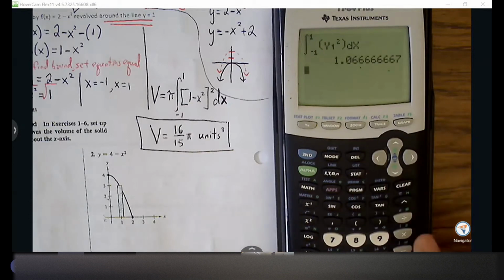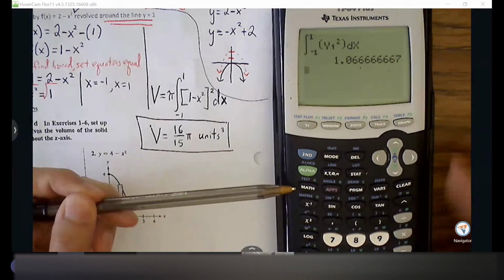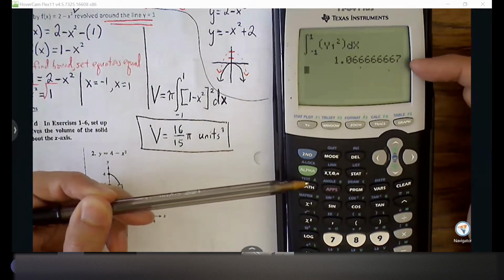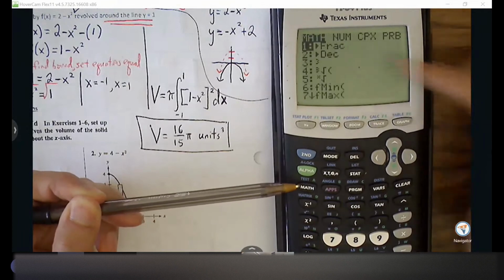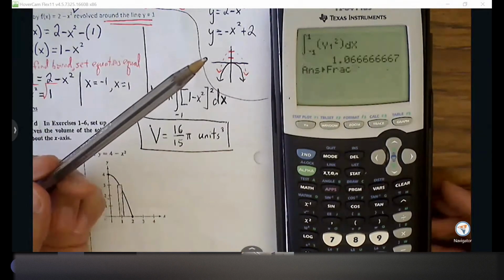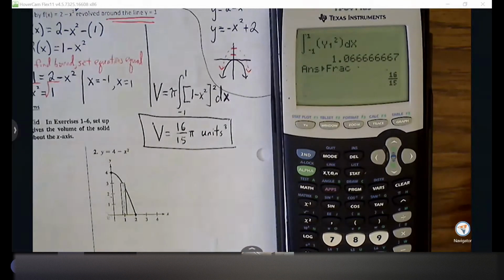Now, you can hit the math button, and that will try to convert that to a fractional value. So hit math, and then choose 1. So math 1 will try to convert it to a fraction. Okay. All right, any questions?